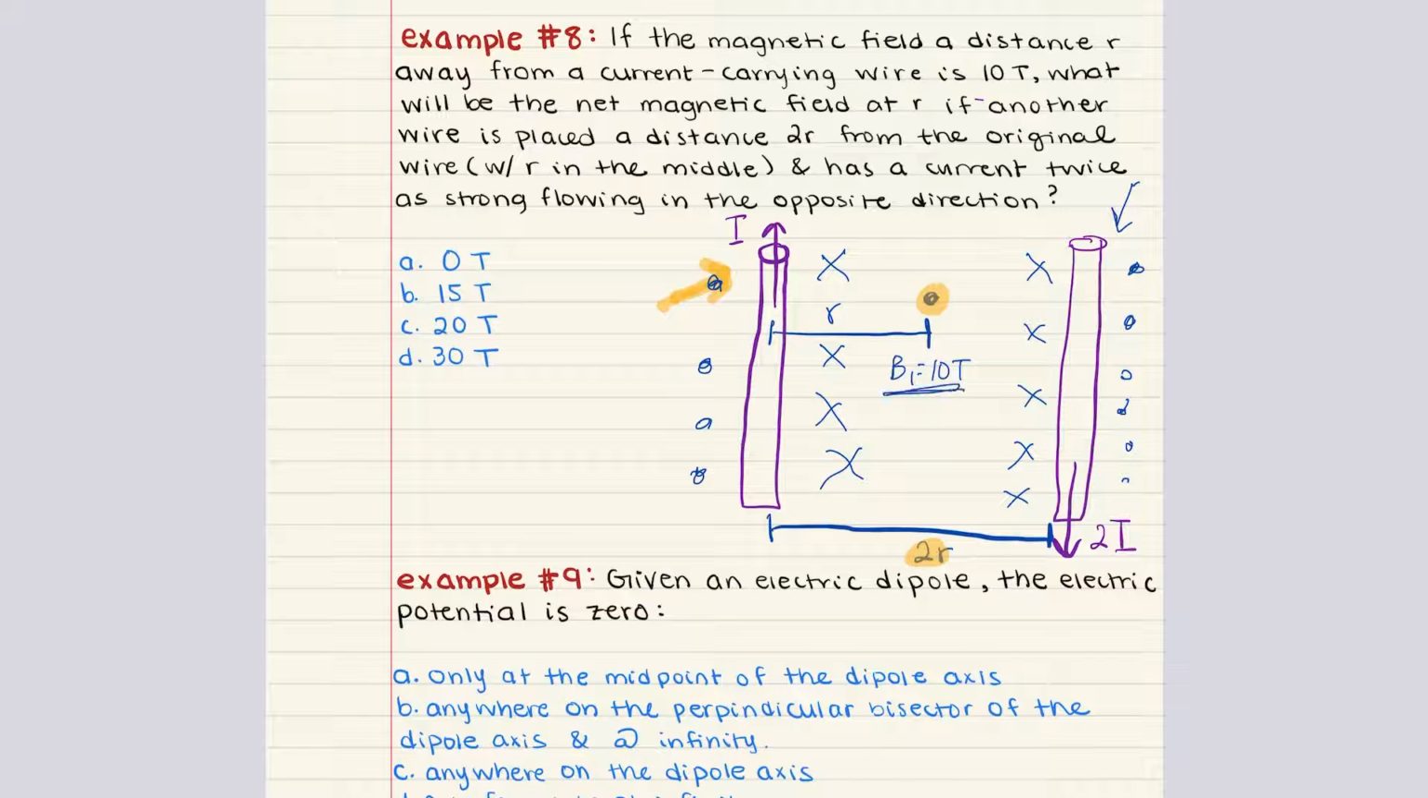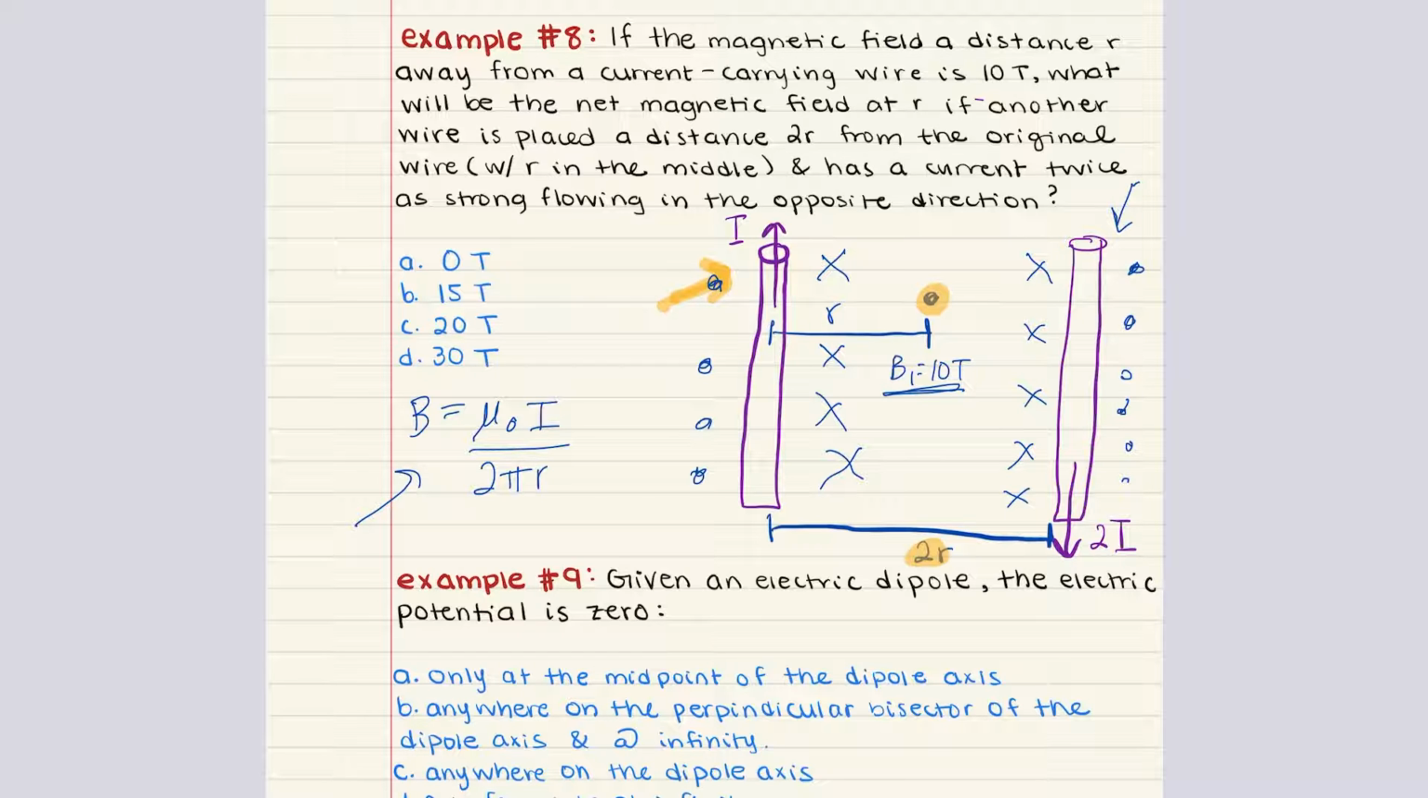We already know that the magnetic field due to the first wire is equal to 10 Tesla. What about the magnetic field due to the second wire? Let's go ahead and figure this out by first writing our equation for the magnetic field around a long straight wire. This is equal to mu naught, which is the permeability of free space, multiplied by the current, divided by 2 pi r. Now, for this second wire, how are we going to figure this out?